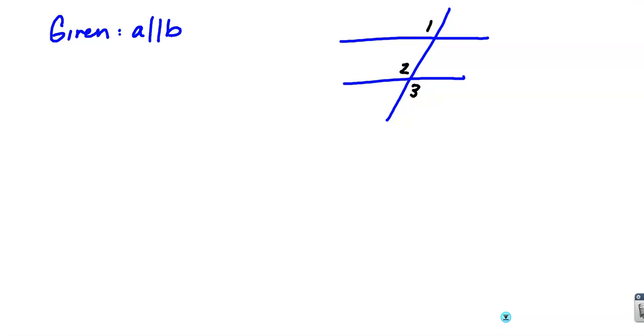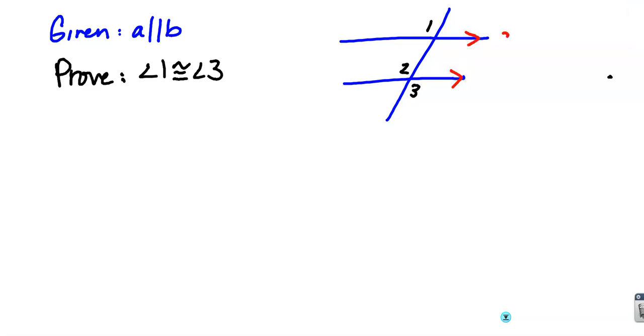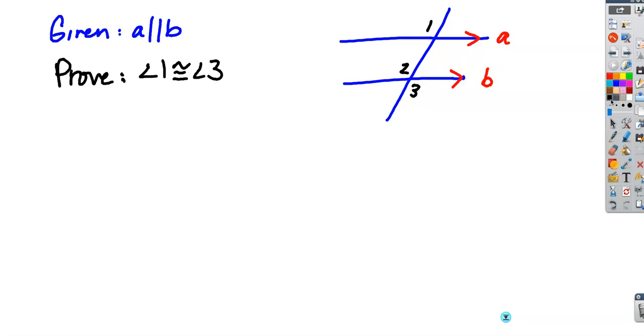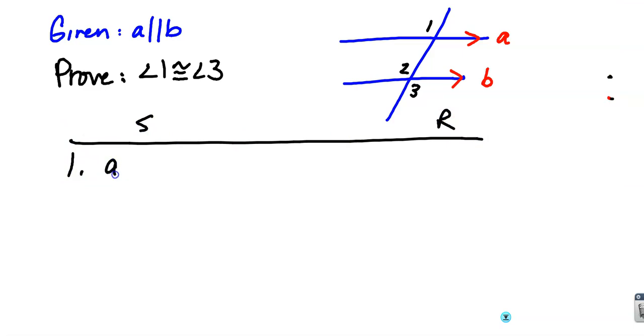Okay, so the first thing I would do is mark my, I guess you need to know what you're proving, right? Alternate exteriors would be 1 and 3. So I'm going to try to prove that 1 and 3 are equal. Those are alternate exterior angles. Okay, so the first thing I would do is mark my shape. So I know that these two lines, oops, I forgot to say they were A and B, are parallel. Okay. So down here, statements, reasons, always have to start with your given.